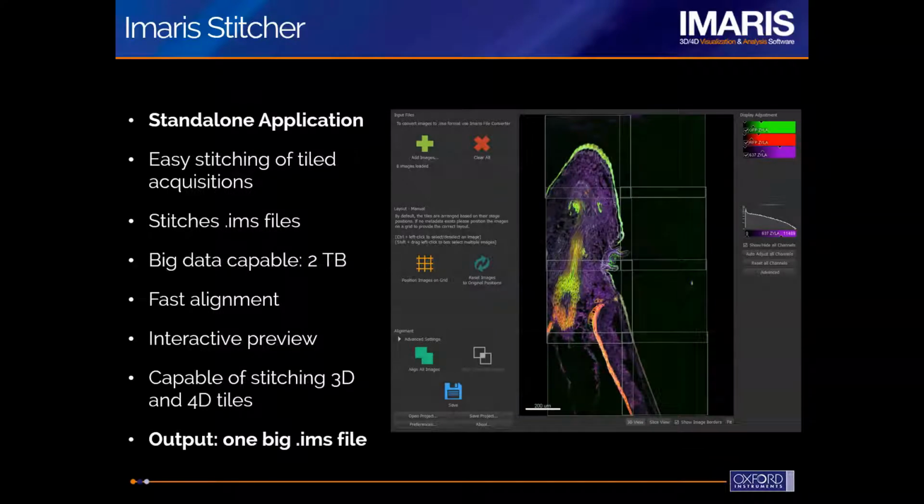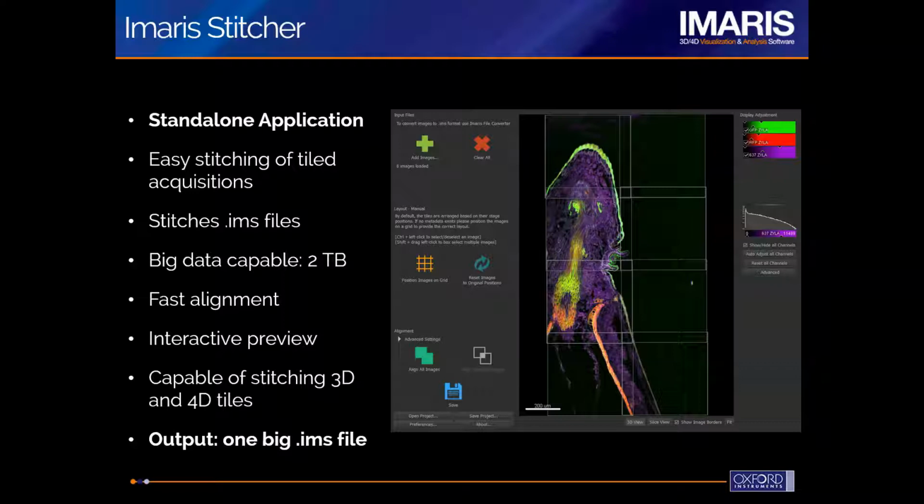To perform stitching, you can use Imaris Stitcher, which is a standalone companion application to Imaris. This application is designed to make it easy for you to stitch tile acquisitions with a fast alignment and interactive preview during the process. The Stitcher can stitch 2D, 3D, and 4D tile data, and is capable of processing big data as well, which we've tested up to 2 terabytes.